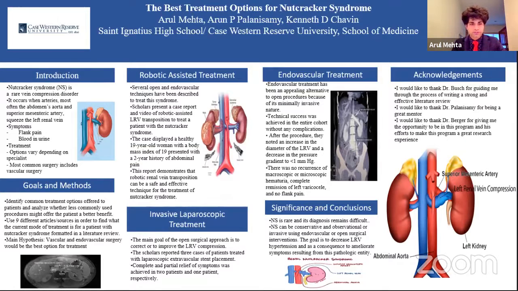So my research shows that robotic left renal vein transposition is a safe, effective, and feasible surgical technique to treat Nutcracker syndrome patients, but more studies are needed to determine the ideal treatment for the syndrome. Thank you.